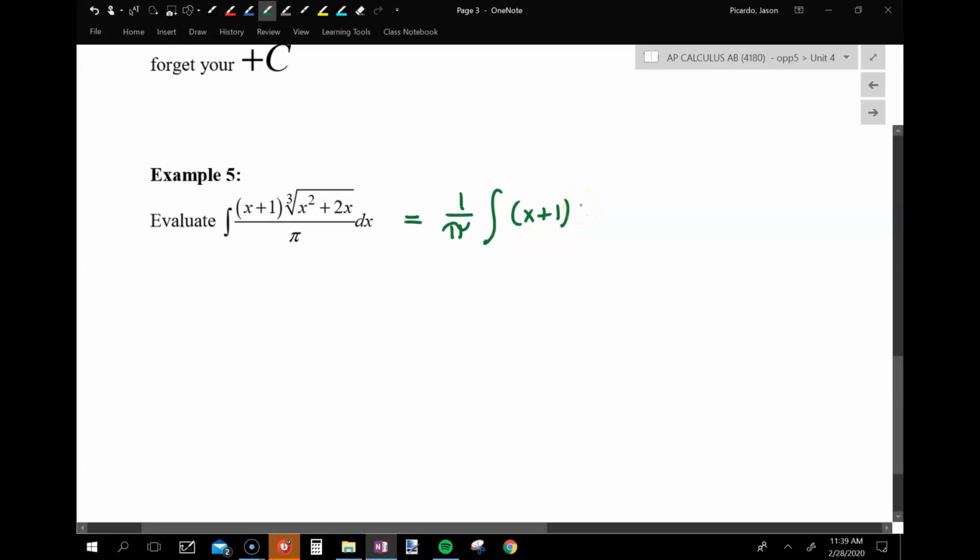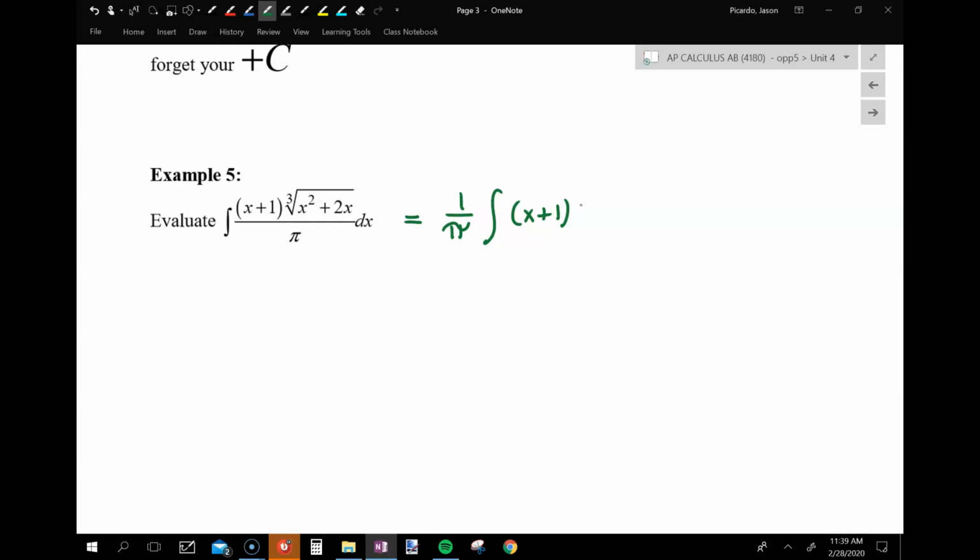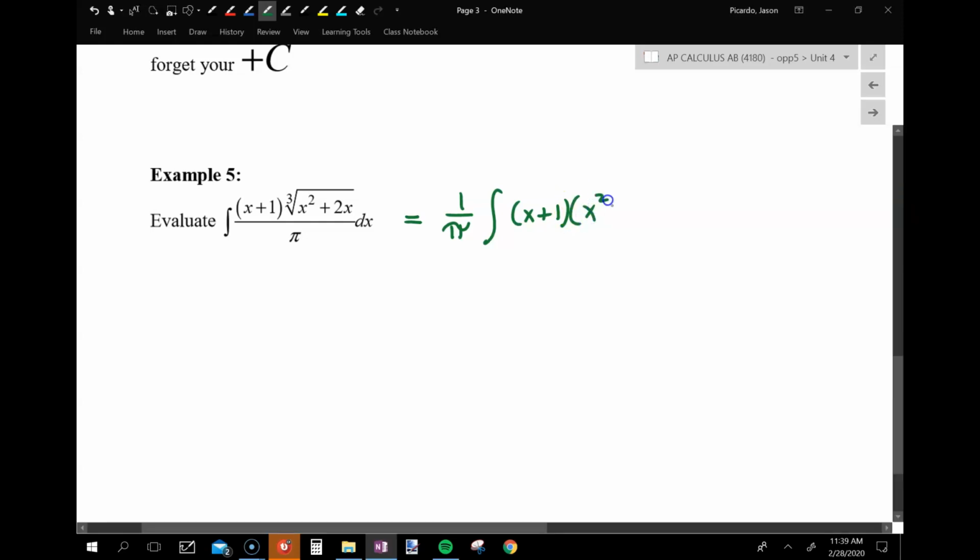Oh, by the way, what might be a reasonable thing to do right now also? Rewrite that as a what? As a fractional exponent, right? Yeah, let's rewrite it as a fractional exponent. What's the exponent? 1/3. Good job.